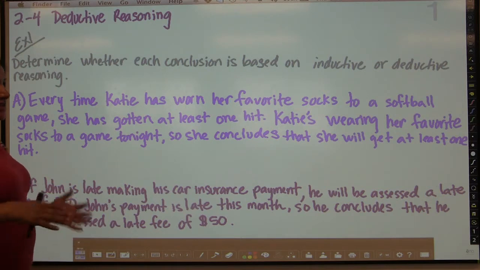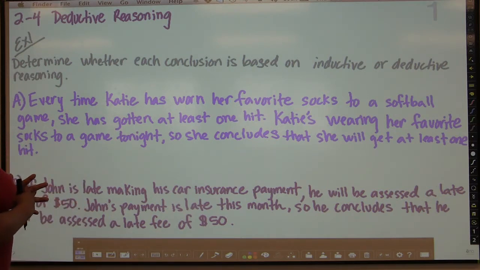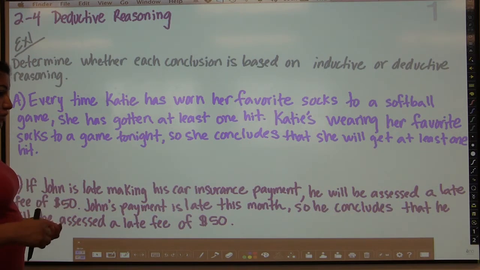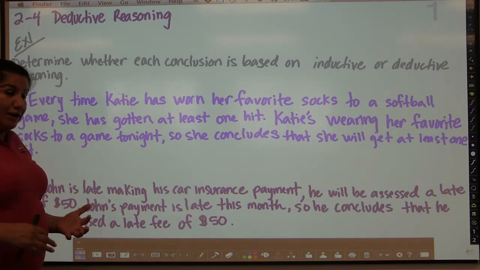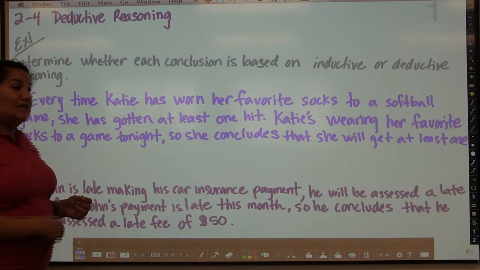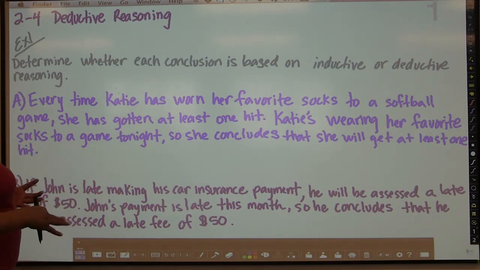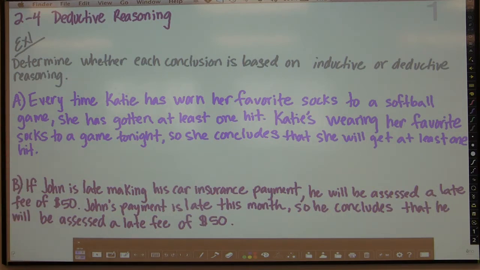Deductive reasoning is different from inductive reasoning. We talked about inductive reasoning early on in the year. Inductive reasoning is when you make assumptions or draw conclusions based on observations and patterns. But deductive reasoning requires more than that. For deductive reasoning, you need to actually have facts and rules and properties in order to make conclusions and make assumptions. So the first example we have here is basically asking us to determine whether each conclusion made is based on inductive or deductive reasoning.